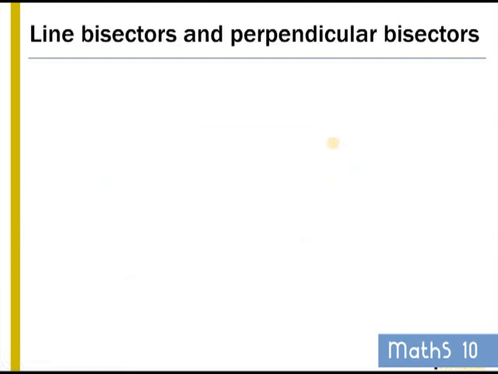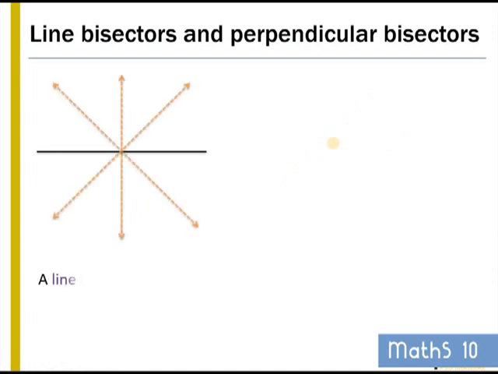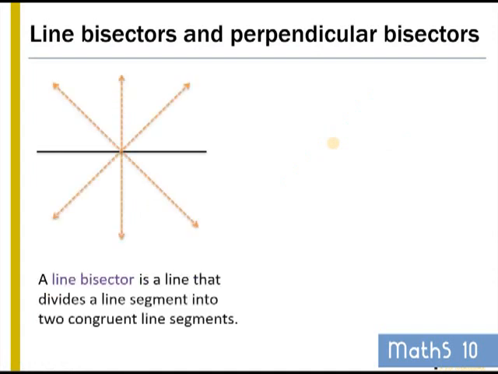Line bisectors and perpendicular bisectors. A line bisector is a line that divides a line segment into two congruent line segments. In this example, this is the original line segment, and each of these orange lines divides the original line segment exactly into halves. These two parts of the original line segment have the same length. So all of these orange lines have to go through the midpoint of the original line segment.